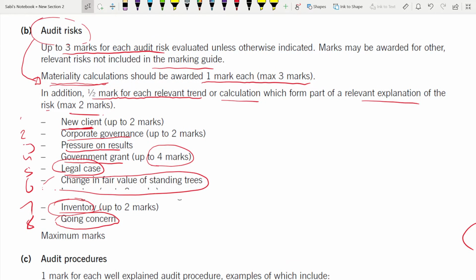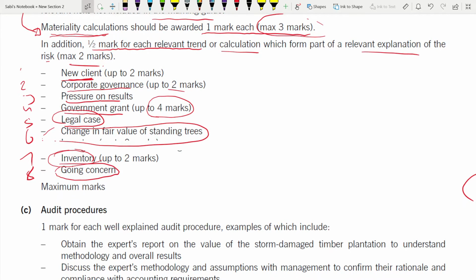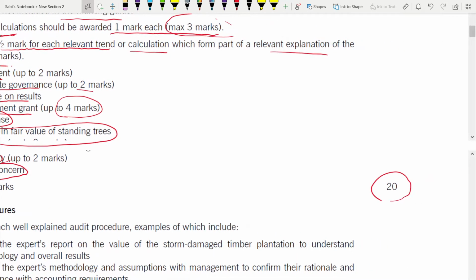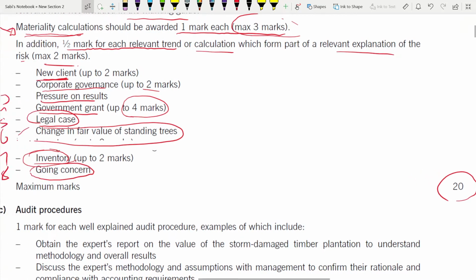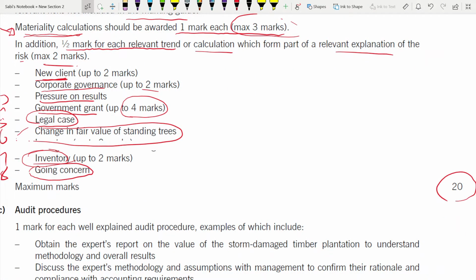For example, if you're writing this one, you will get 2 marks, 2 marks, then 4. And then you can do some calculations and get the marks, and some materiality calculations will give you 3 marks. So it's up to you how you do it. But after all, when you add up everything, you have to get 20 marks. Okay. In short, every risk is for 2 marks. Some has more than 2 marks where working is required or calculation is required. Then there you can give yourself more marks and come up to 20.